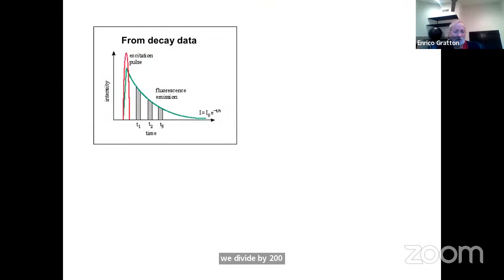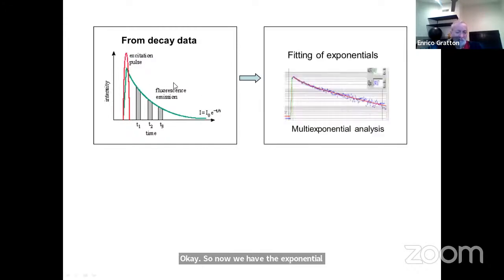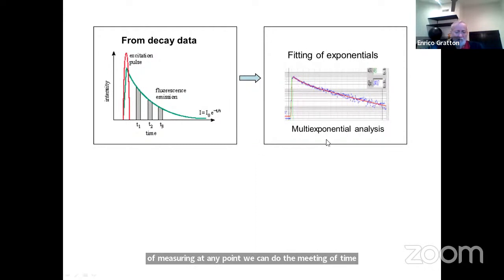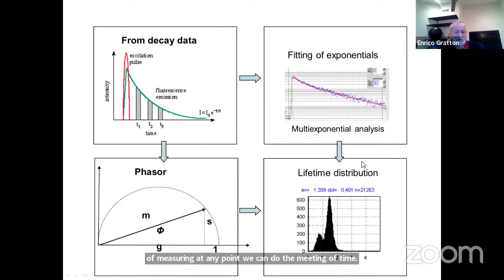Okay, so now we have the exponential decay, and instead of measuring every point, we can do the fitting of exponential that is done in the time domain. We can, for example, if we do something like that, we get a long lifetime, which will be that part of the curve, and the short lifetime.